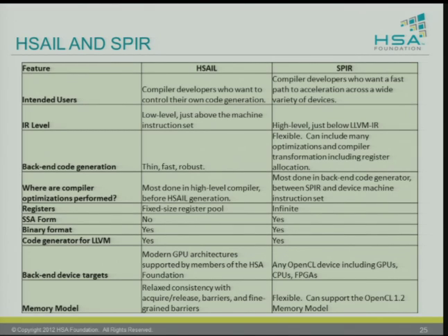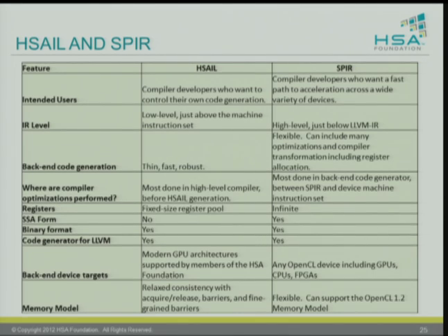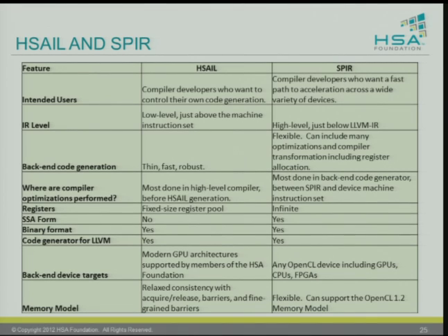The IR for HSAIL is very, very low. It's really just above the instruction set, whereas SPIR is a bit higher in the compilation stack. It's up near LLVM IR. The backend code generation for HSAIL is the thin, fast, and robust one because it's very close to the ISA, whereas SPIR has a much more flexible model. You can do lots of optimizations between SPIR and the target hardware, including register allocation, because the registers are infinite in the SPIR model.